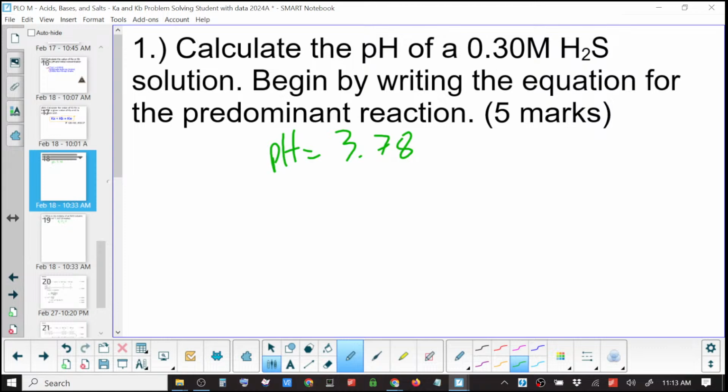Okay. An acid is any species that donates a proton, and a base is any species that accepts one.